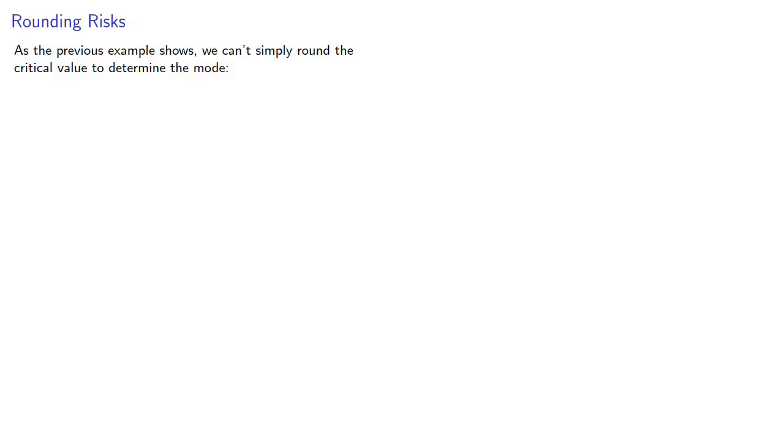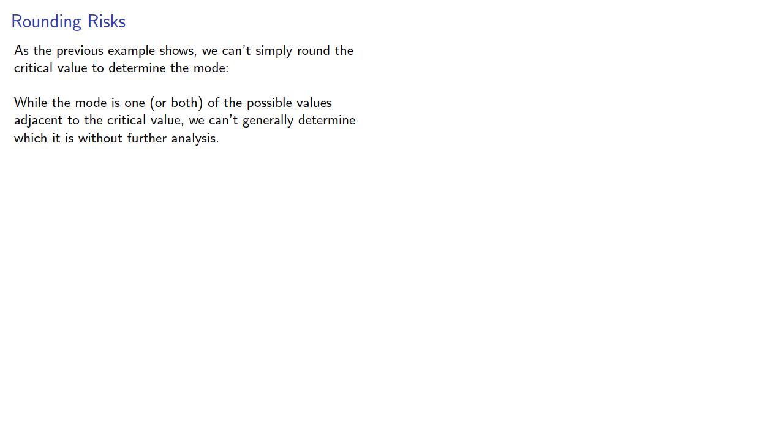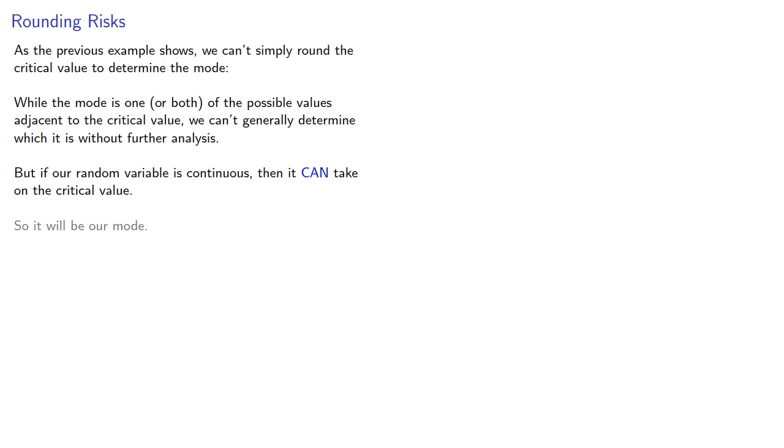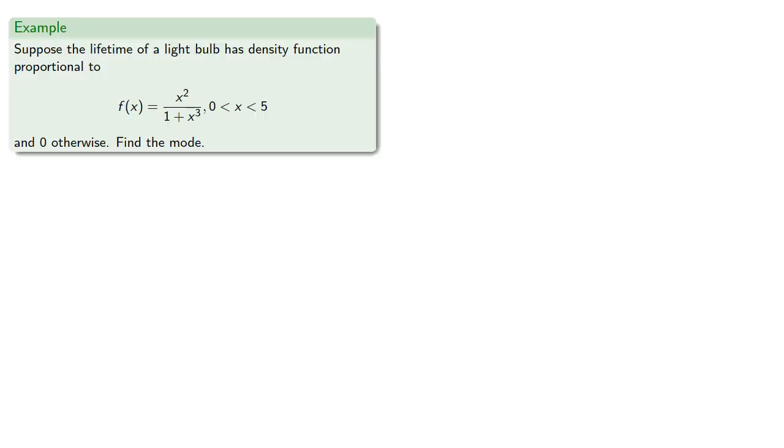As the previous example shows, we can't simply round the critical values to determine the mode. While the mode is one or both of the possible values adjacent to the critical value, we can't generally determine which it is without further analysis. But if our random value is continuous, then it can take on the critical value, so it will be our mode. For example, suppose the lifetime of a light bulb has density function proportional to over the interval 0 to 5 and 0 otherwise. Let's find the mode.